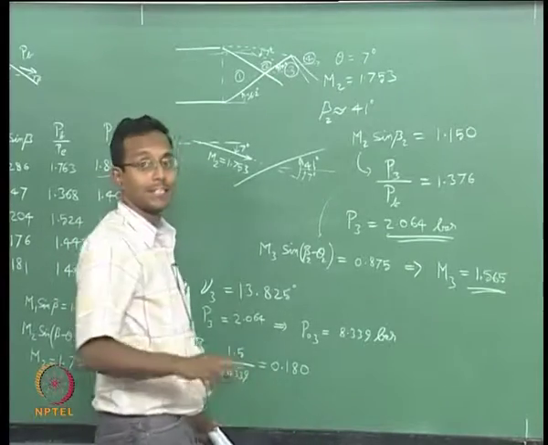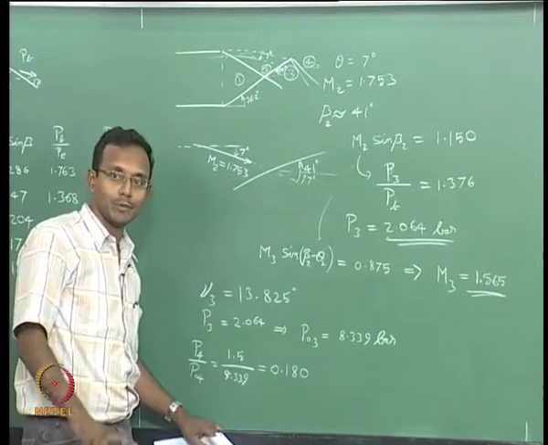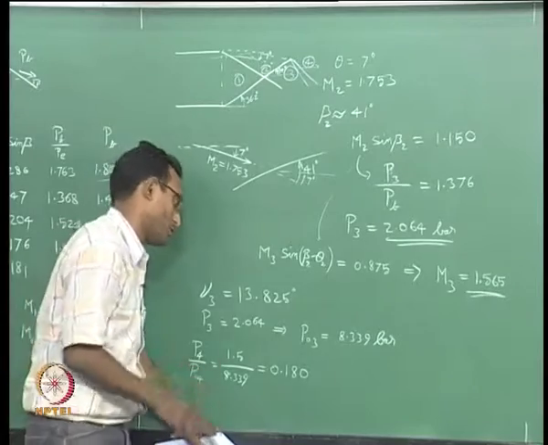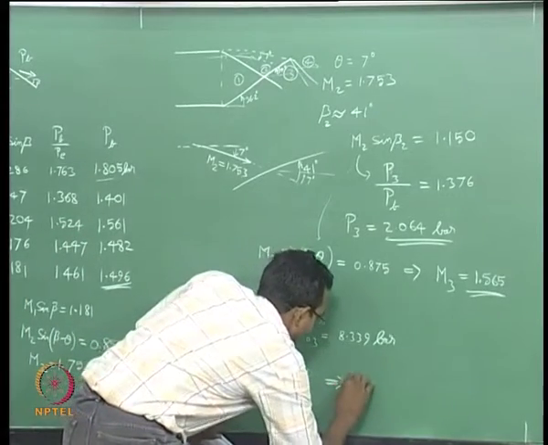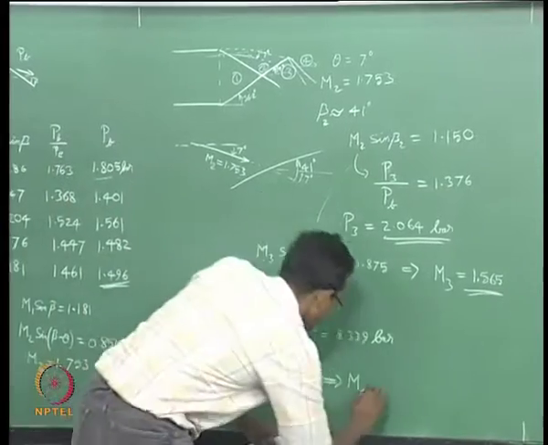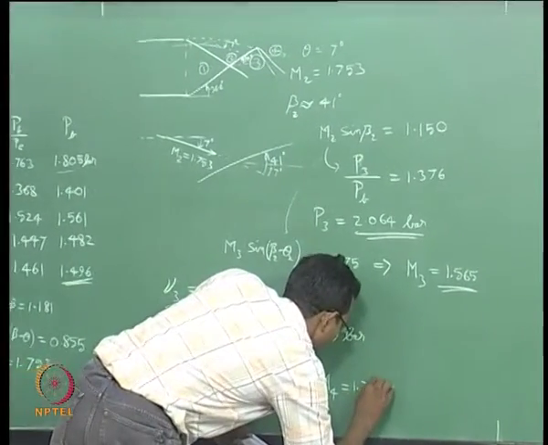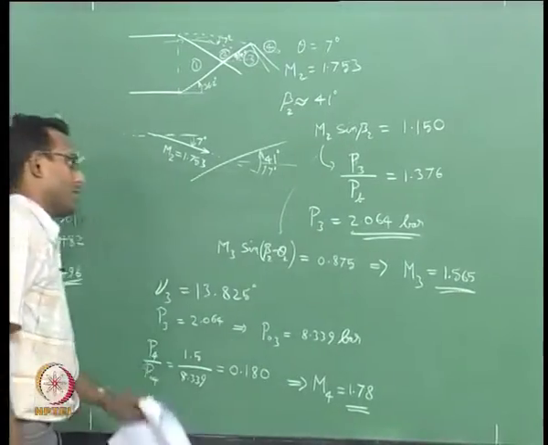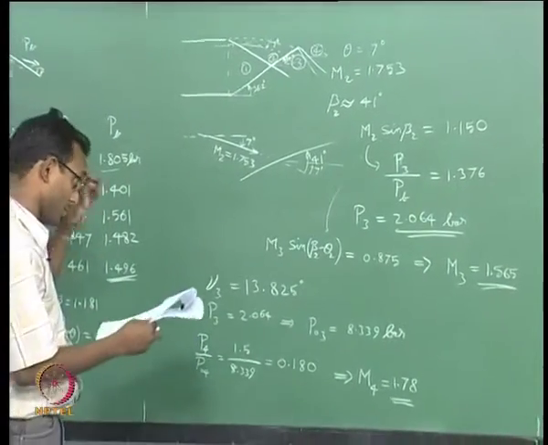So, now I will go to isentropic tables, isentropic compressible flow tables for gamma equal to 1.4. This is going to give me a Mach number at 4 as 1.78.